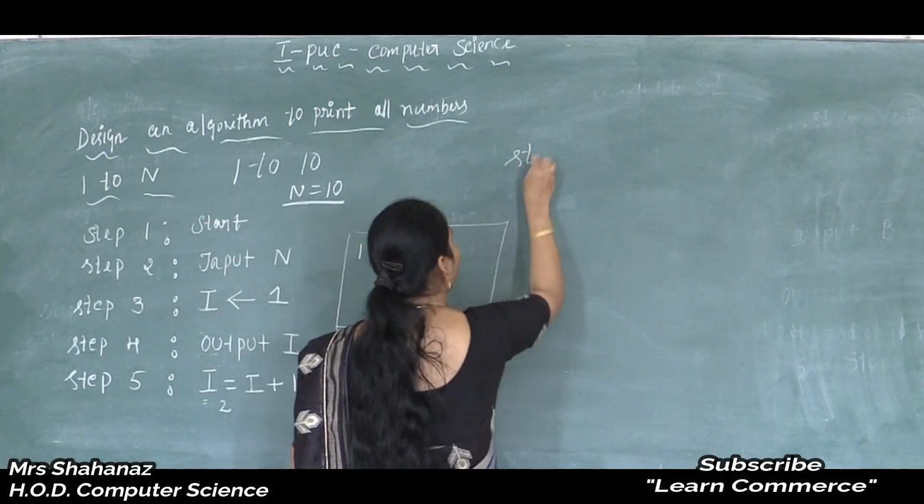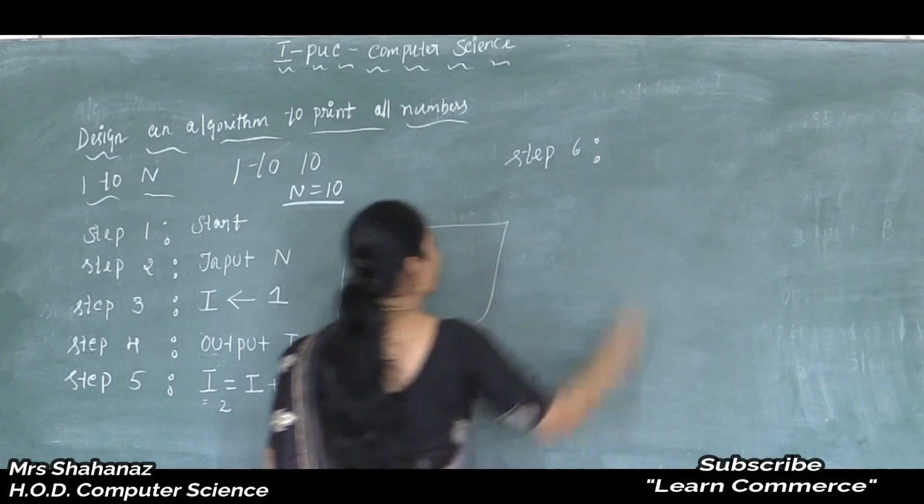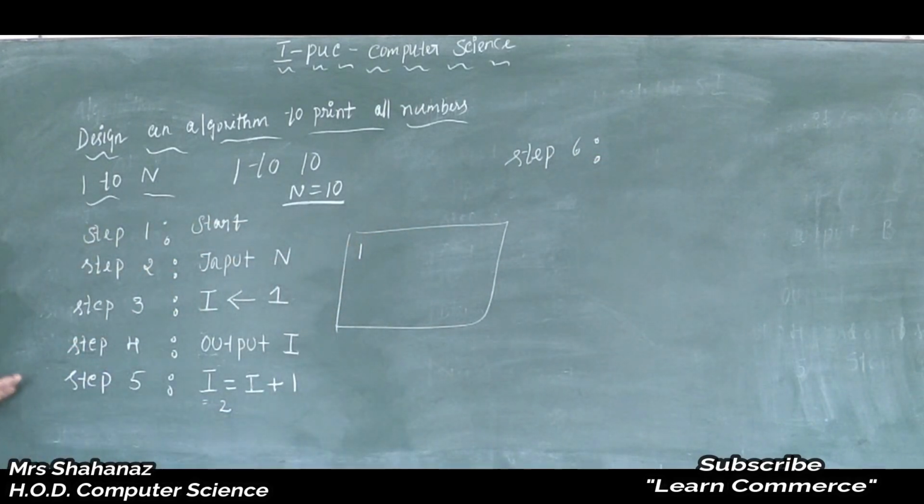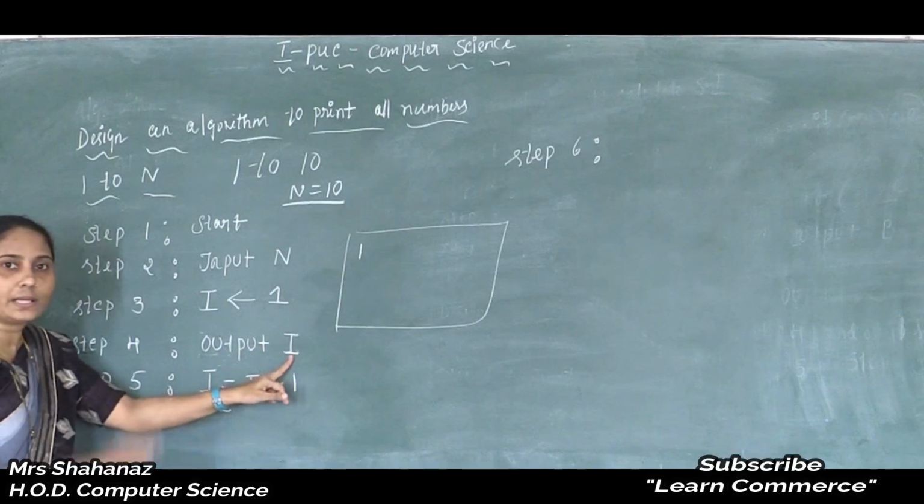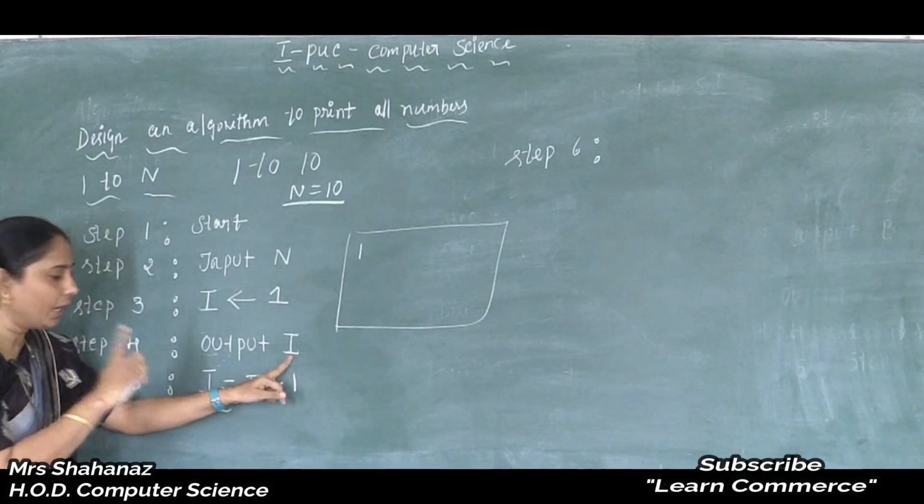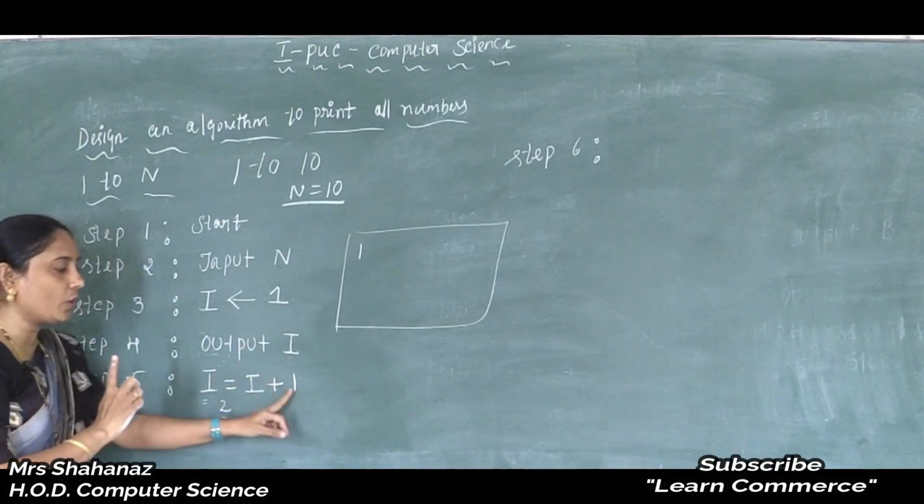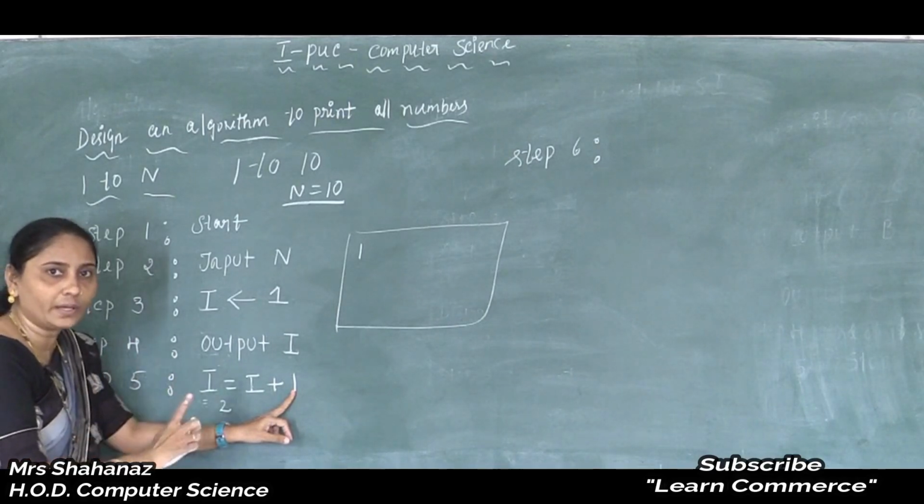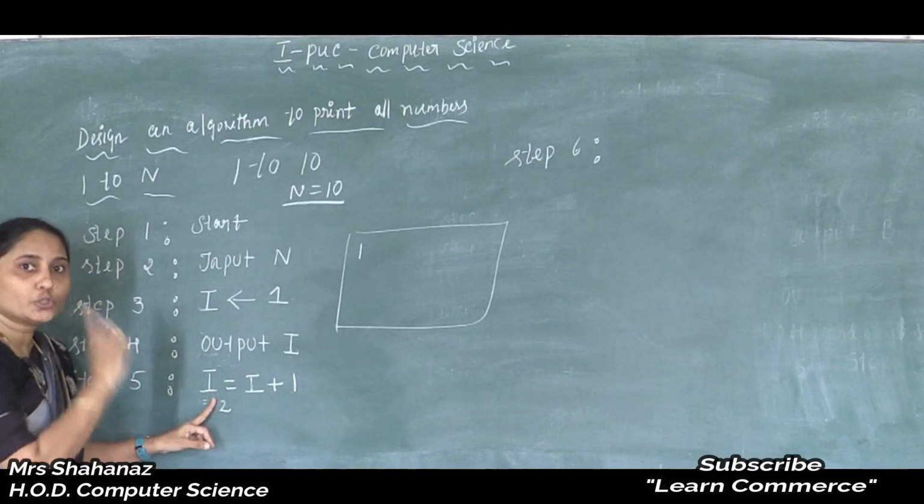After that I am going to use the next step. I think it will be clear to everyone about this one: step 1, step 2, step 3, step 4, and this step 5. So the output I means the I value is equal to 1. Later, next, I is equal to I plus 1, that is 1 plus 1. Now the I value is equal to 2 here.